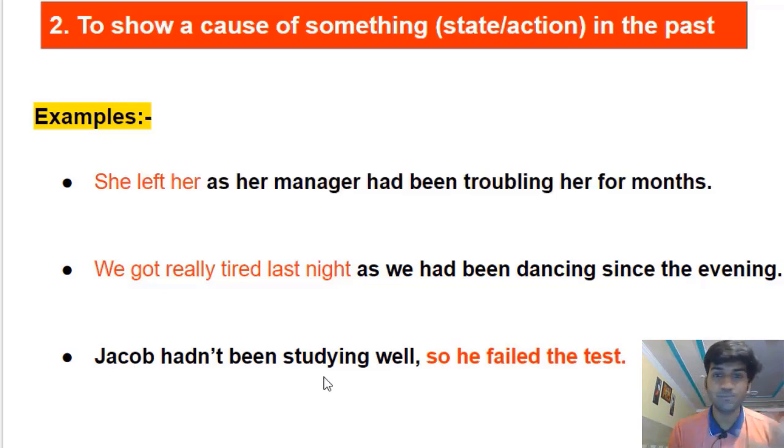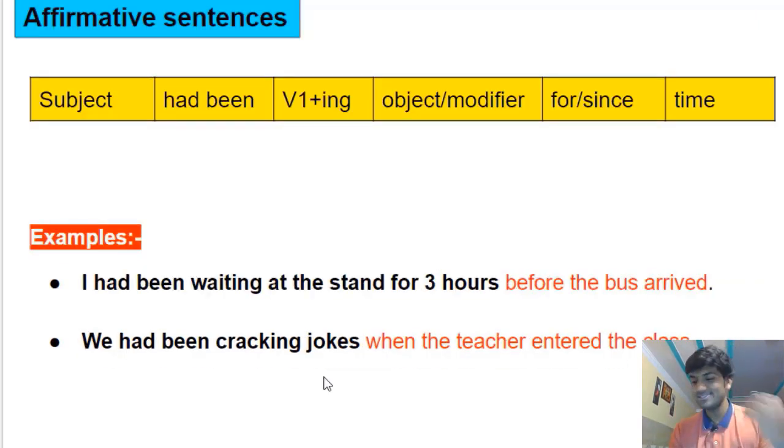So that's how we use past perfect continuous tense. Now let's understand how to form sentences here. Affirmative sentences, positive sentences, very, very simple. Subject followed by had been, followed by a progressive form of a verb, followed by an object or modifier, which is optional. If the verb is transitive, you're going to have an object.